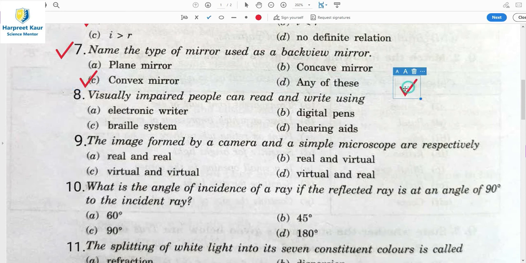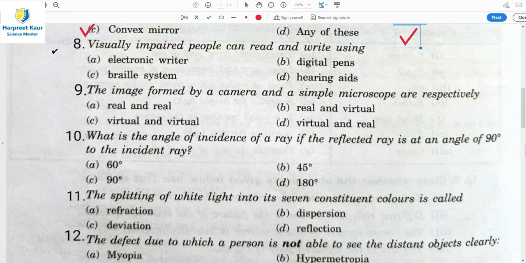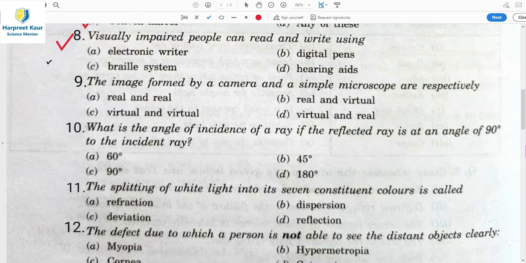Question 8. Visually impaired people can read and write using option C, Braille system. They use Braille system. Question 9. The image formed by a camera and a simple microscope are respectively. So the images formed by a camera and simple microscope are real and virtual. Option B is the right answer.